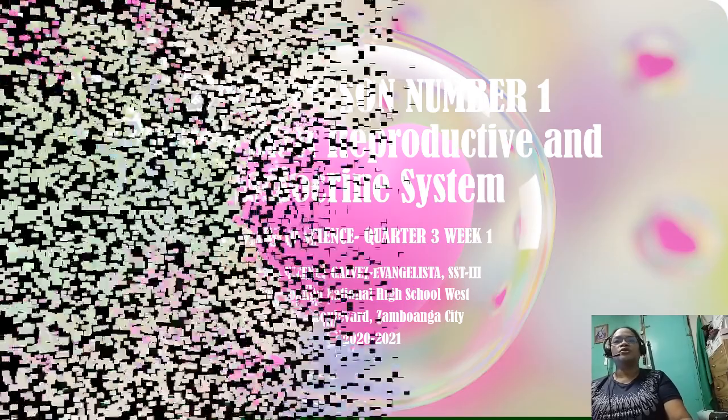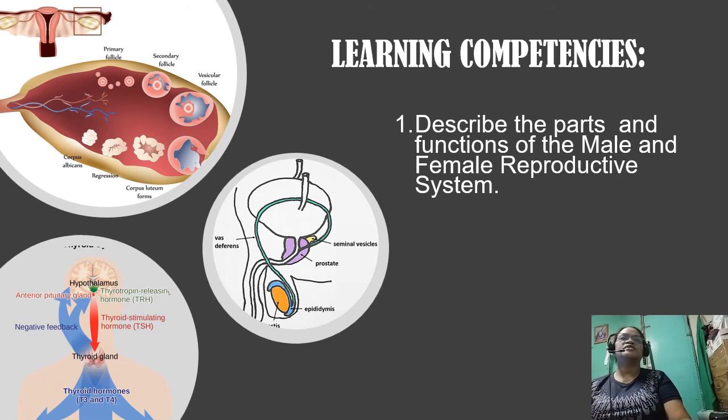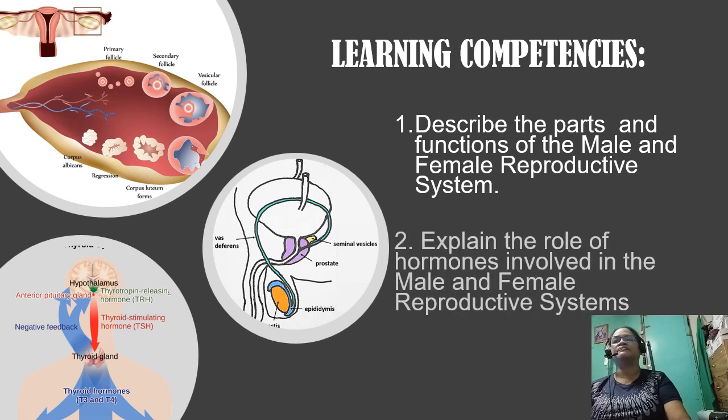We shall begin by looking at the different learning competencies that we needed to achieve. We are going to describe the parts and functions of the male and female reproductive system. And we are going to explain the role of hormones involved in the male and female reproductive system. That is our most essential learning competencies. Let's start.